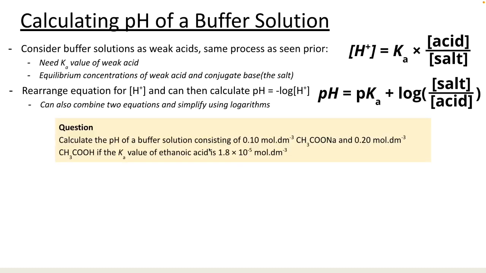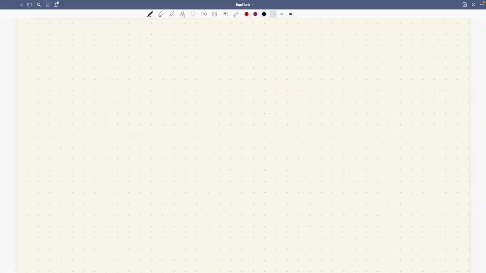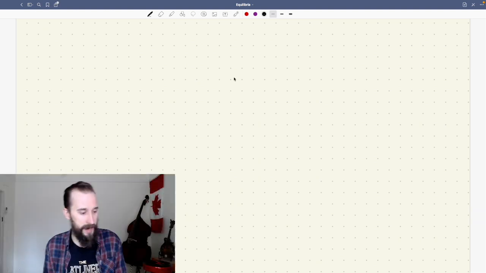I have a question here. Calculate the pH of a buffer solution. If we have that much of that much of that, and I've given you a Ka value for our acid of that. Give it a go. Two equations. Use either of them. Use both of them. Let's go through how to do it. So if I come over here and we get the question up so I can write it down.